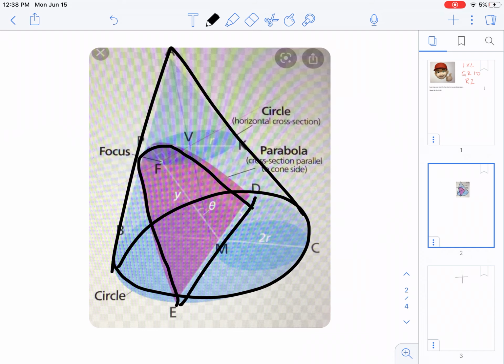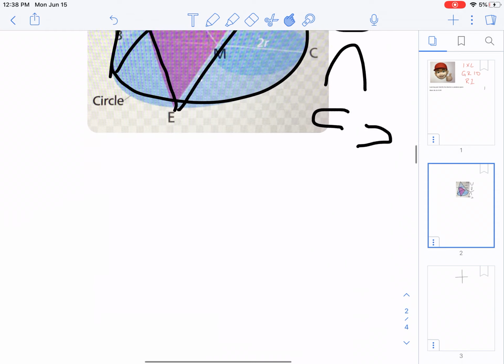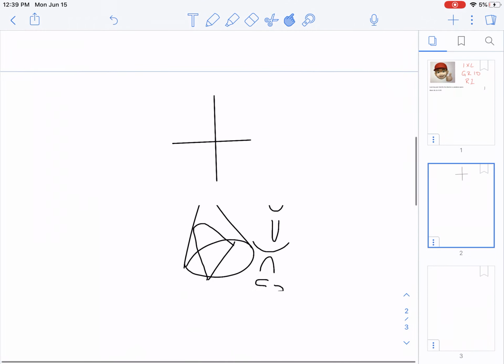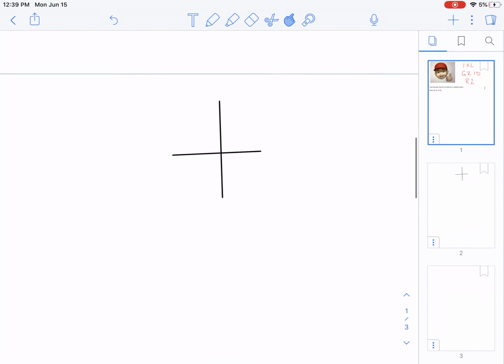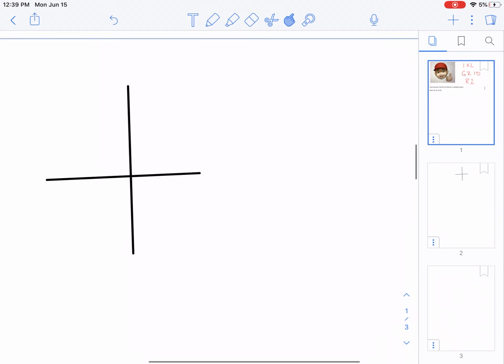So parabolas can look like this, or they can be skinny, or they can be wide, they can be upside down, they can go left, or they can go right. Parabolas can have lots and lots of different shapes and sizes. And what we're investigating today is whether or not parabolas open up, down, left, or right.